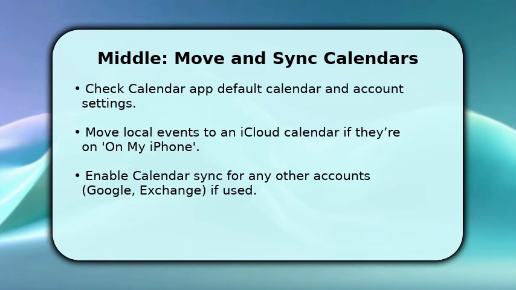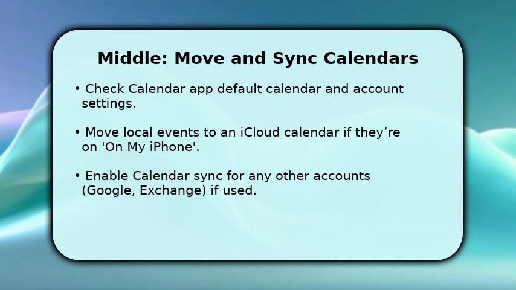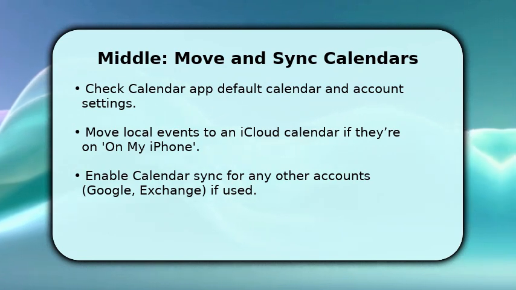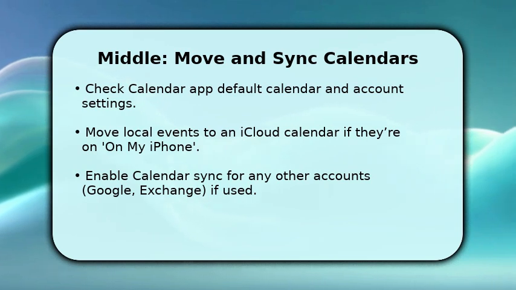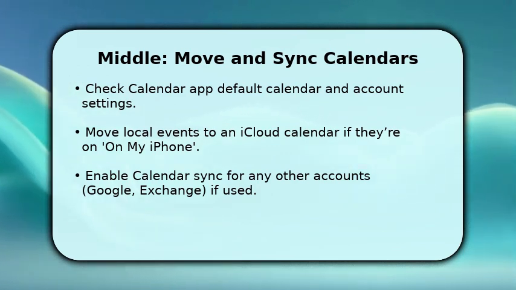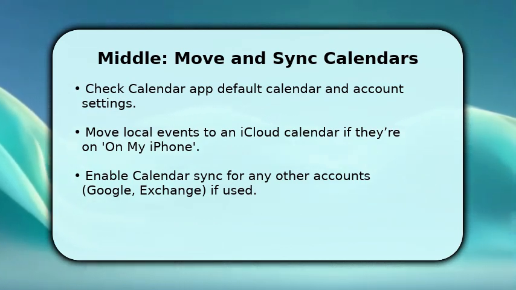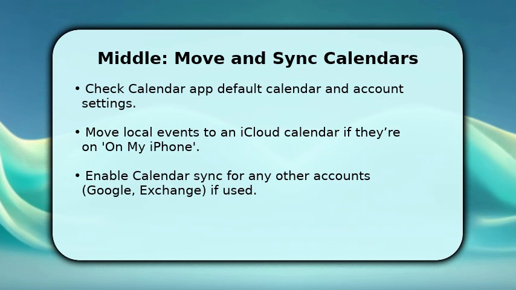Next, you verify where events live. Open Calendar, tap Calendars, and inspect entries labeled iCloud versus On My iPhone. If events are local, tap an event, edit calendar, and choose an iCloud calendar to move it. Make sure Default Calendar, under Settings, Calendar, points to an iCloud calendar so new events go to iCloud automatically. If you use Google or Exchange, enable Calendar Sync under Settings, Mail, Accounts. Once moved, iCloud will propagate those events to your iPad.